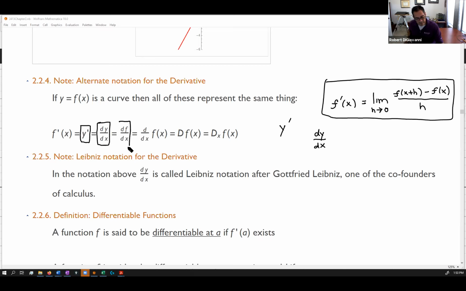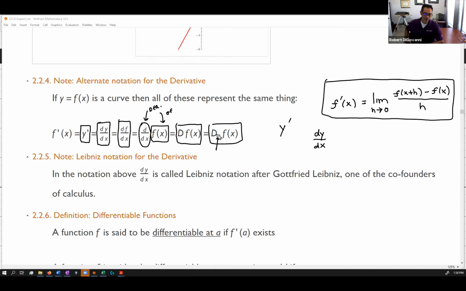If you see df dx, that also means take the derivative of the function. If you see d/dx in front of the function, then that's saying, hey, take the derivative, all right? Take the derivative of that. Capital D in front of the function means take the derivative. Capital D with the subscript x means take the derivative.